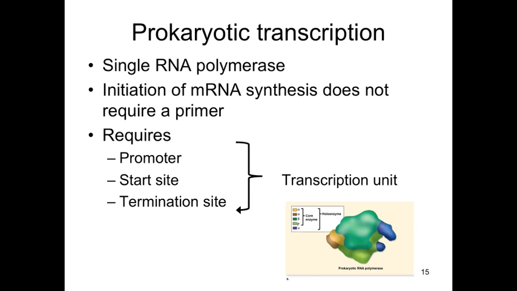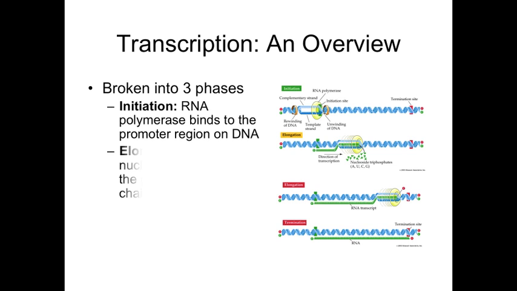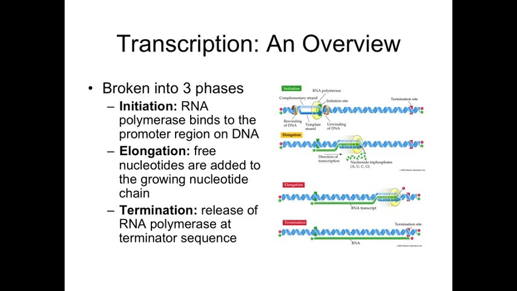We also need a start site, which is the specific location that the RNA polymerase will begin polymerizing the new messenger RNA strand. And a termination site. This is where transcription will end and the RNA polymerase will fall off of the DNA. Transcription is made up of three phases: initiation, elongation, and termination.